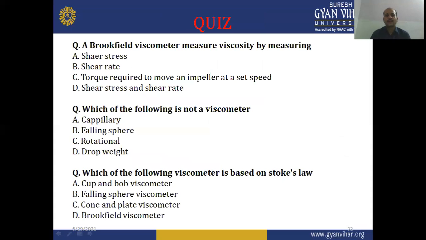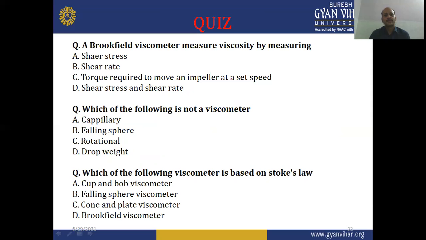Now, lastly, we have to go through the quiz section. So in the quiz section, some questions are given here. You can go through the reading materials and find out the answers to the different questions.